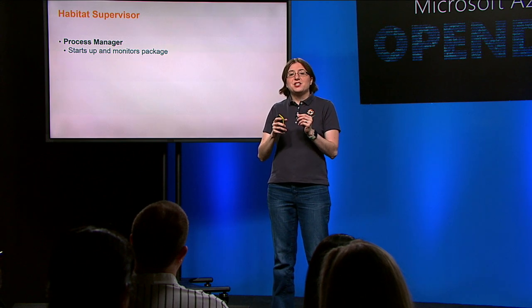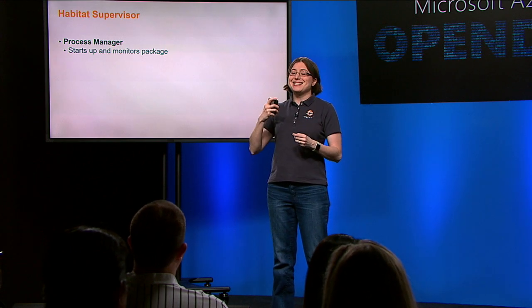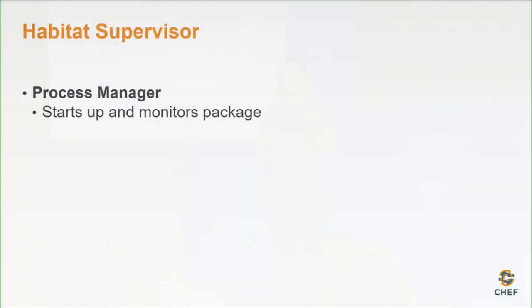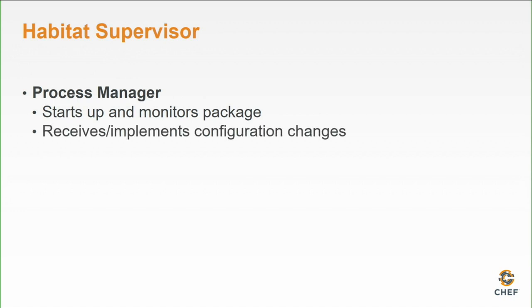The Habitat Supervisor does a few things. One of the main things it does is act as a process manager. So this means when you pull that artifact from the depot onto whatever infrastructure you want to run it on, this Habitat Supervisor will start up and monitor that package. It will also receive and implement configuration changes. Applications these days don't stay static for very long. So when a new version of that package is uploaded to the public depot, let's say for a security patch, the supervisor will be monitoring that depot, become aware of it, and pull in that new package, install it, and make whatever configuration changes are needed. And it also runs services.